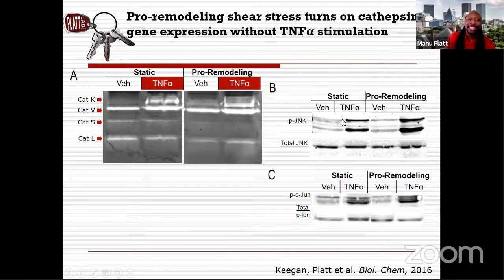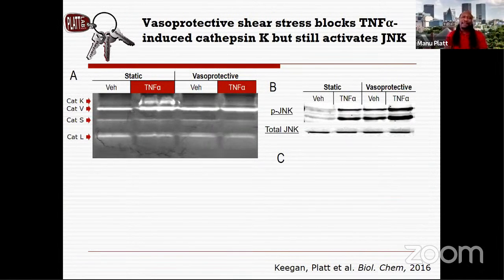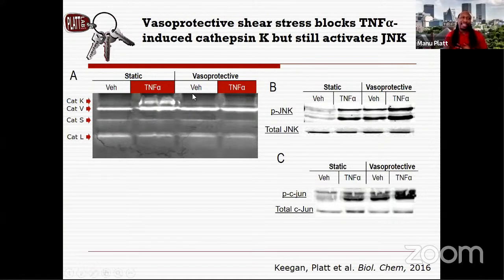But what we found here is that we went and did Western blots. JNK was still phosphorylated with TNF alpha in the static and pro-remodeling conditions, as we expected. And so was c-Jun downstream, phosphorylated as well, because we were thinking there was interruption of this JNK signaling pathway. So this is pro-remodeling. But when we looked at our vasoprotective indicator, even still, JNK was phosphorylated under TNF alpha. Vasoprotective shear stress even turned up JNK phosphorylation, though TNF did it more. So even the vasoprotective shear stress was not blocking downstream c-Jun phosphorylation.